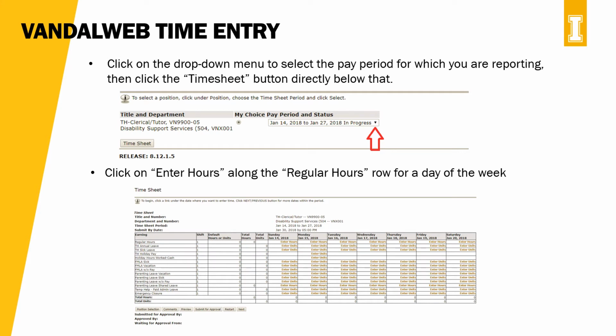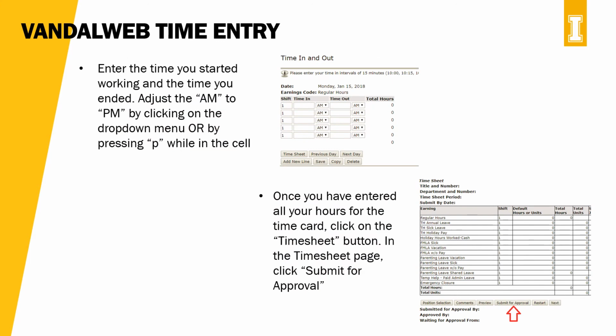Click on Enter Hours along the Regular Hours row for a day of the week. Enter the time you started working and the time you ended. Adjust the AM to PM by clicking on the drop-down menu or by pressing P while in the cell. Once you have entered all your hours, click on the Timesheet button. In the timesheet page, click Submit for approval.